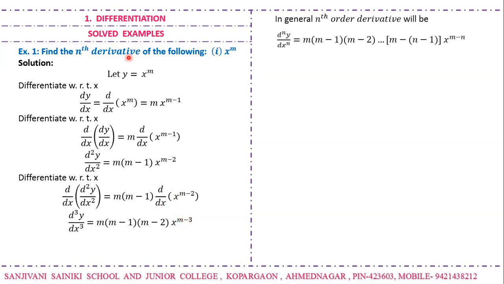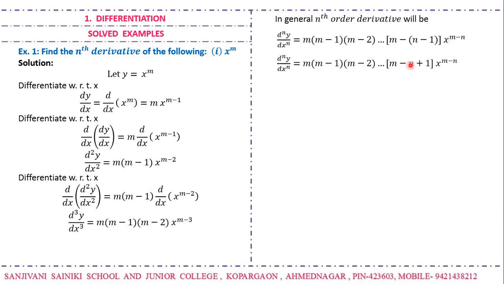Now, how to generalize the nth order derivative? Here is the cube: m minus 0, m minus 1, m minus 2. So for the third derivative, it is m minus 3 plus 1, that is m minus 2. So the nth derivative, d^n y by dx^n, is m into m minus 1, m minus 2, and so on, up to m minus bracket n minus 1. So you have to subtract 1 from the order n and subtract it from m, and then x raised to m minus n.